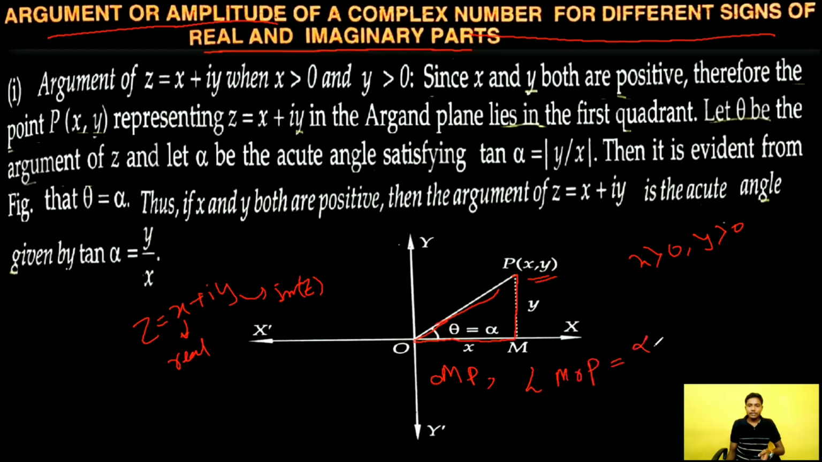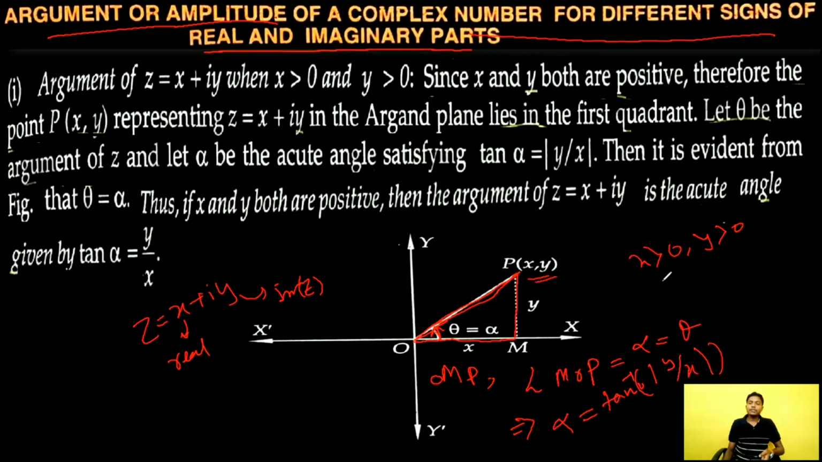This is equal to alpha, and this is equal to alpha, the acute angle alpha is equal to theta, where theta is the angle made by OP along the positive direction of the x-axis in the anti-clockwise sense. Here, we know alpha is equal to tan inverse of mod of y by x.